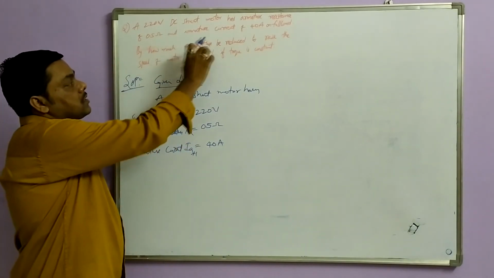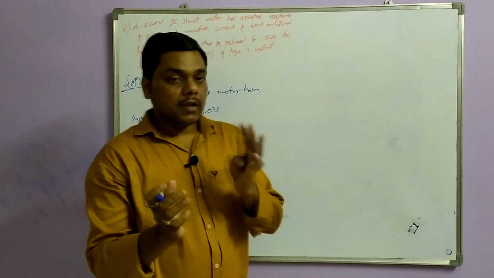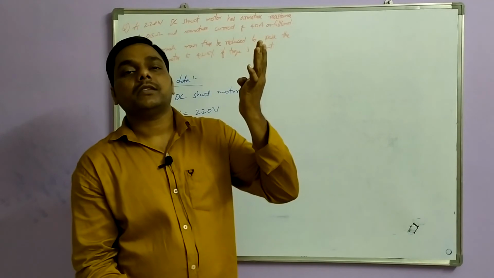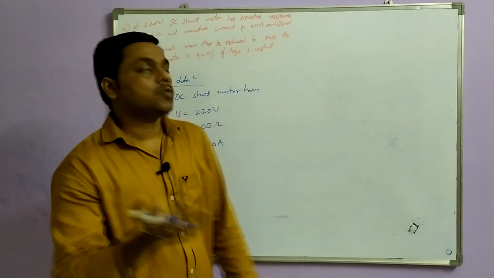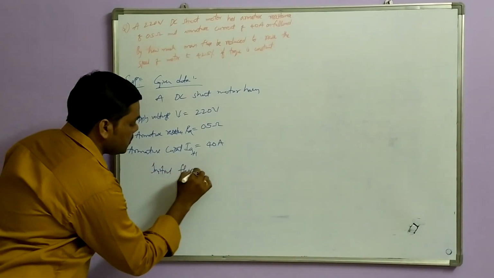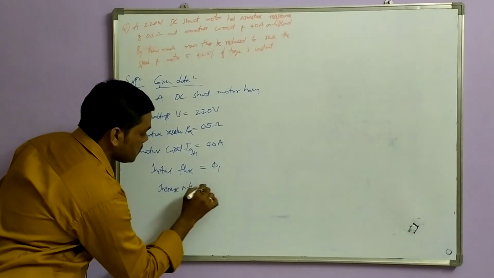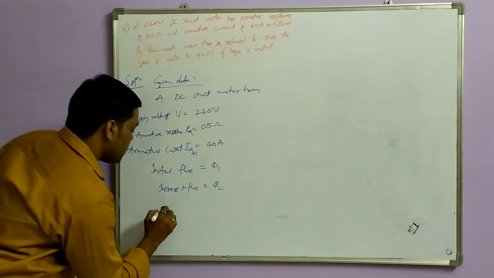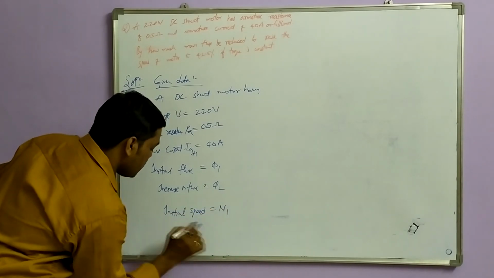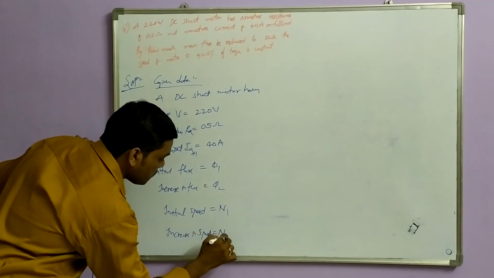Next, the flux. How much flux do you have to reduce to increase the speed? So what is meant by this? Flux and speed are inversely proportional. If flux decreases, speed increases. If speed increases, flux is going to decrease. So I am assuming the initial flux is phi 1 and the new flux is phi 2. Similarly, the initial speed is N1 and the increased speed is N2.